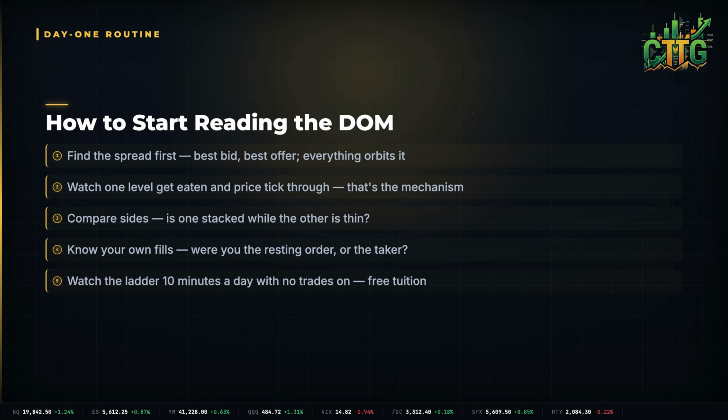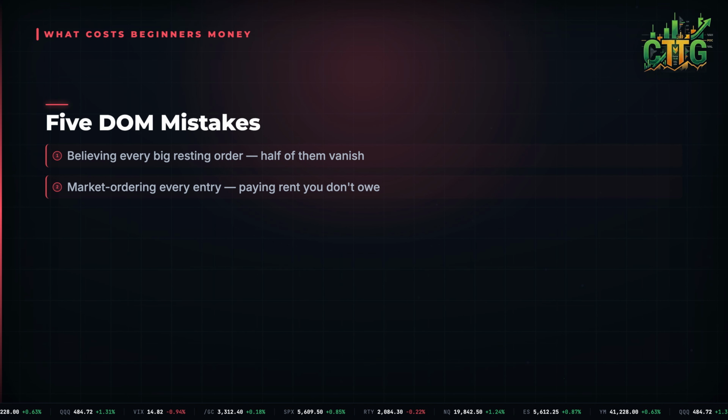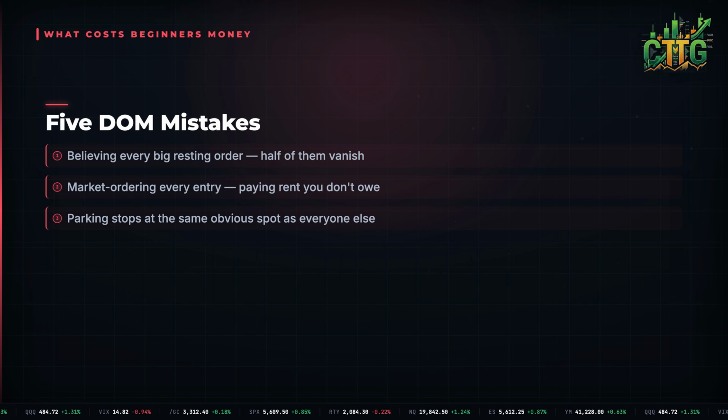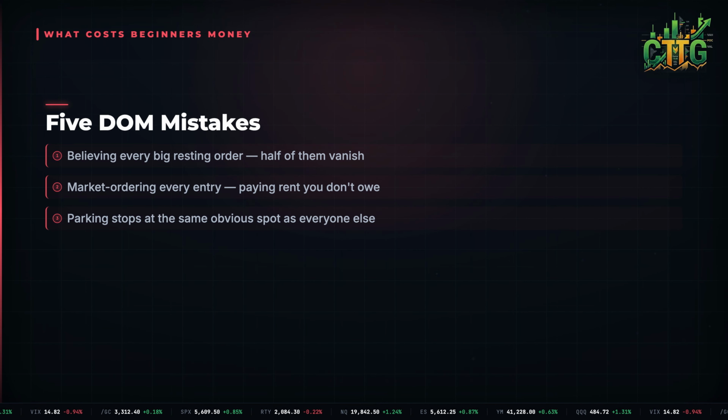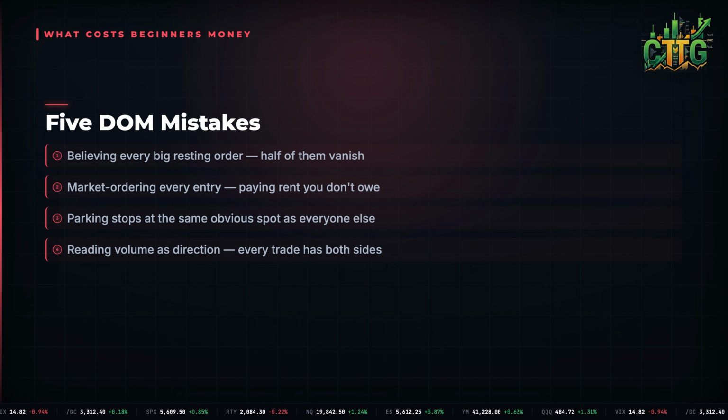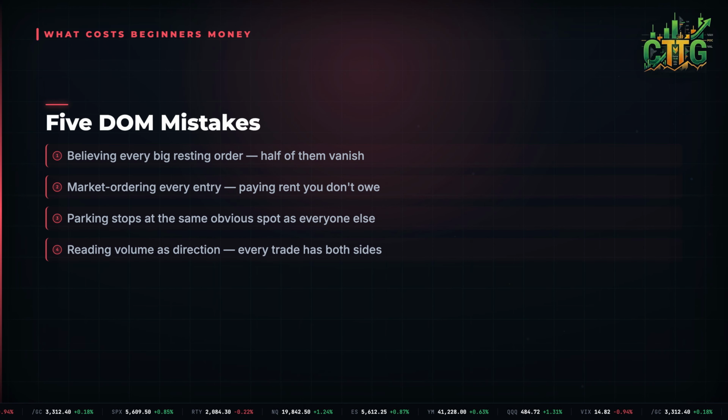Now the mistakes that cost beginners real money. Reading every big resting order as real. Half of them vanish. Market ordering every entry. You're paying rent you don't have to pay. Putting stops at the exact same obvious spot as everyone else. You're volunteering for the cascade. Confusing volume with direction. Remember, every trade has both a buyer and a seller.